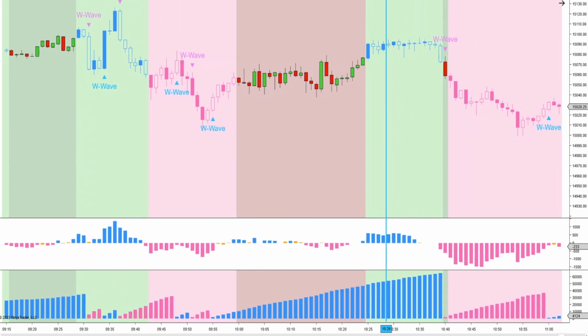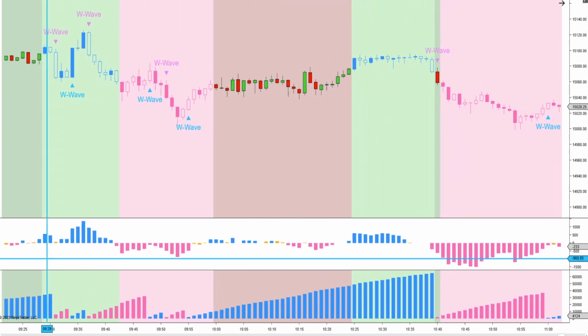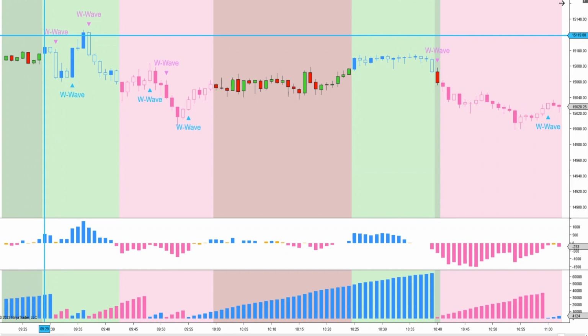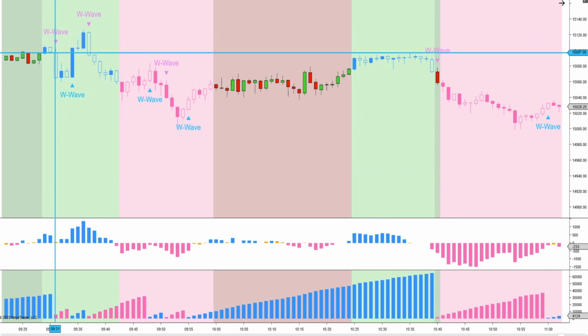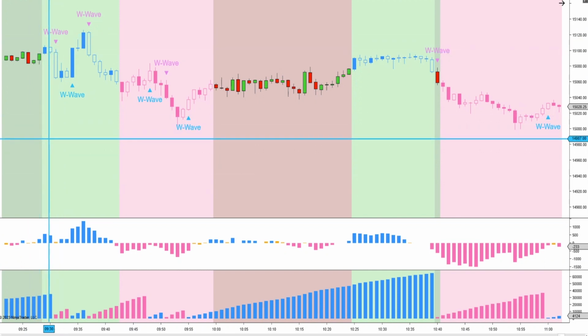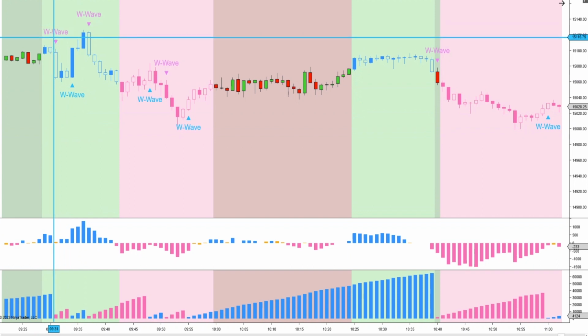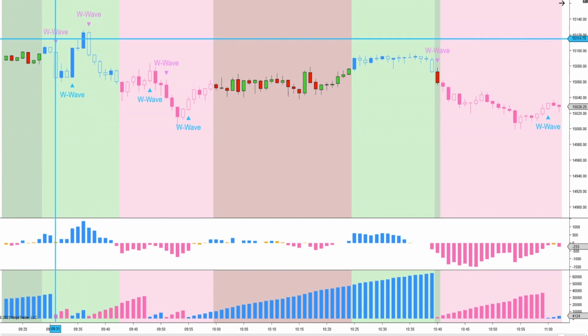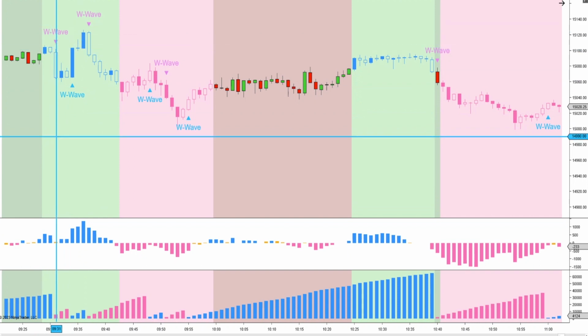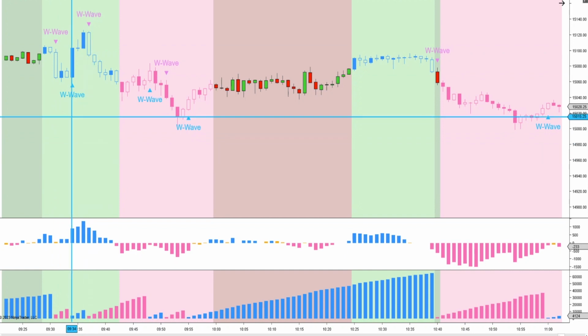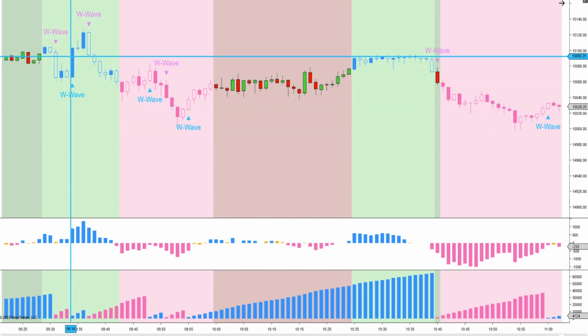If we go back to the beginning of the day for the market open, kind of spread this out so it's easier to see. Here's 9:30. We get a W wave signal to the downside, but our cumulative delta is green, so that is a no trade. We're not looking to take these down signals when the cumulative delta is green.